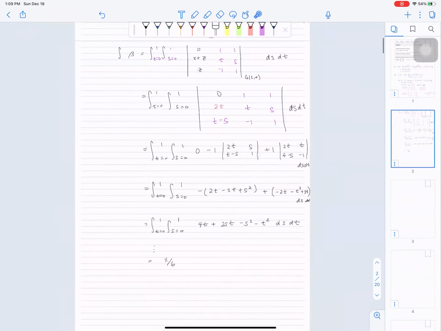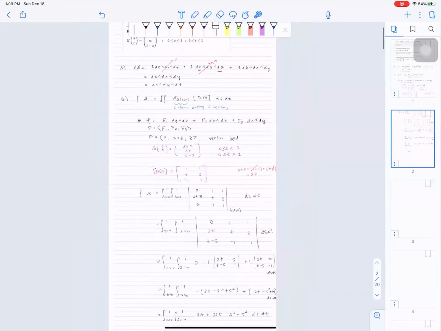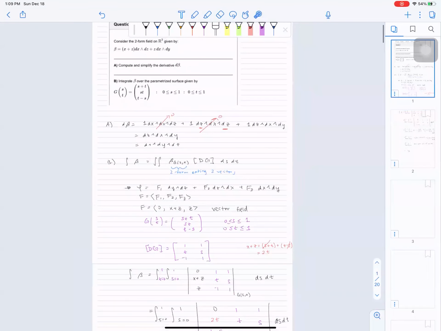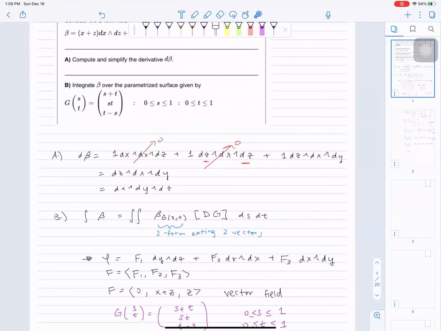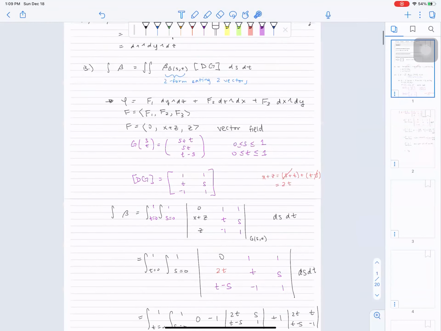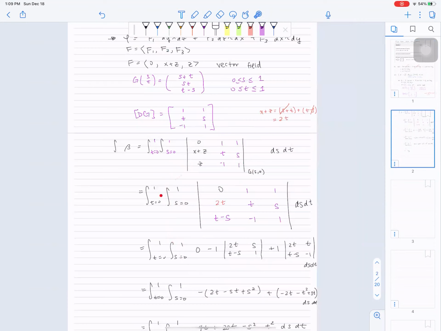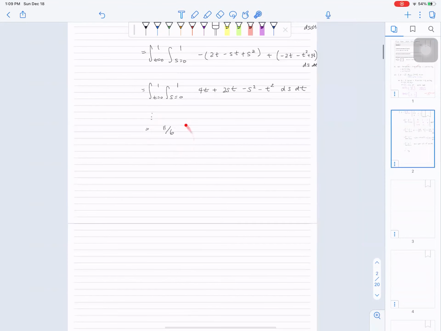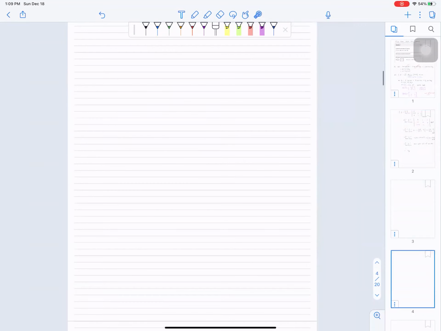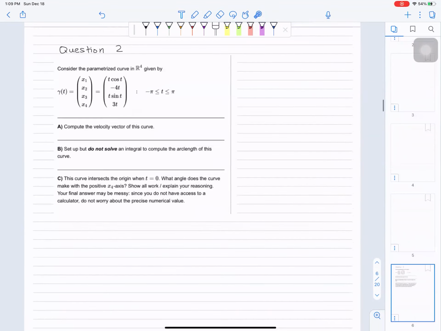Could you scroll back up just for 2 seconds to the part A? Okay. Yep. Thank you. Okay, so this part B, I used this method, but again, there's lots of ways that you could have done this question. And you should still get the same answer. Okay. Question 2.